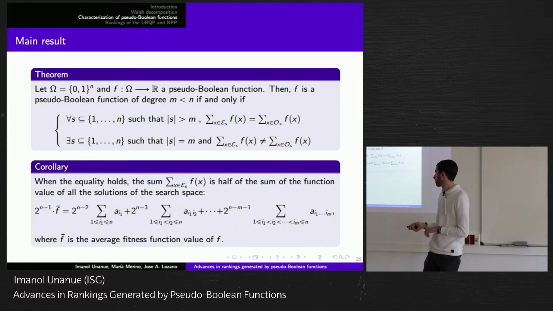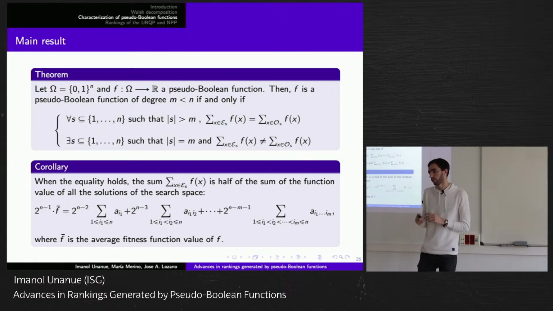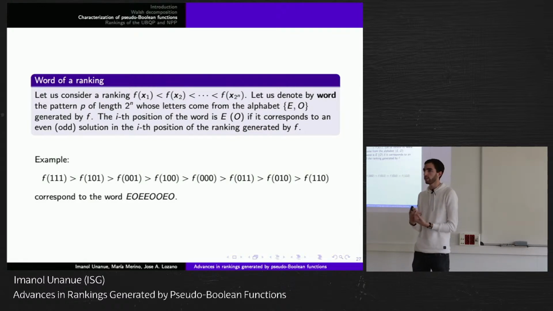So that's what it says. There is also a corollary in which we can calculate exactly the sum of all the even solutions and of all the odd solutions, which is total divided by 2. That's that. Okay, so we have a characterization and we want to take advantage of it and try to use it in a practical way, or in something more manageable.